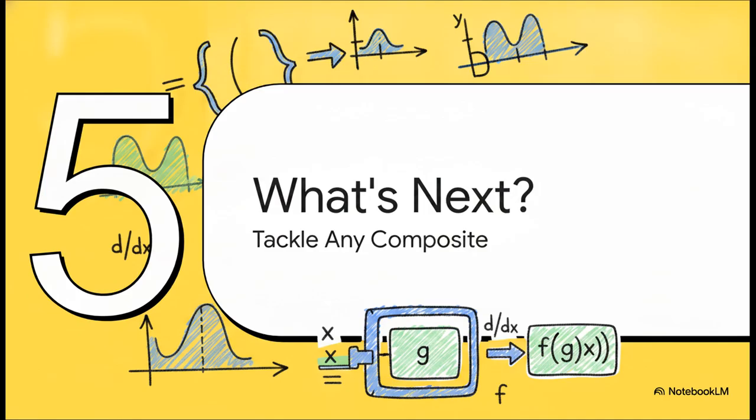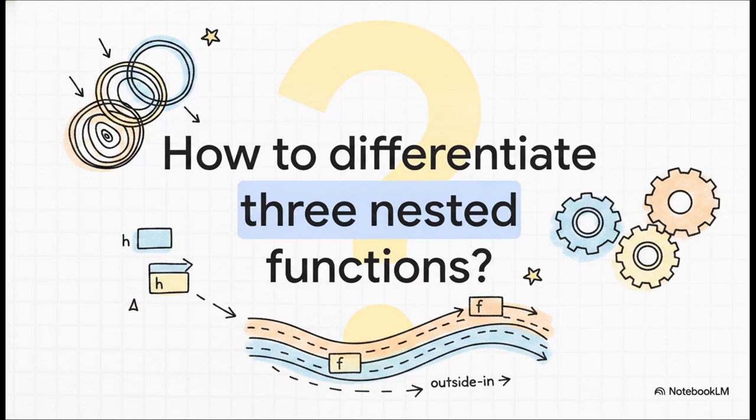What's next? Tackling any composites. To wrap up this explainer, I want to leave you with a bit of a challenge. Based on that outside-in pattern we just completely mastered, what happens if you encounter a composition of 3 nested functions? Say, k of x equals h of f of g of x. How on earth would you apply the chain reaction there?